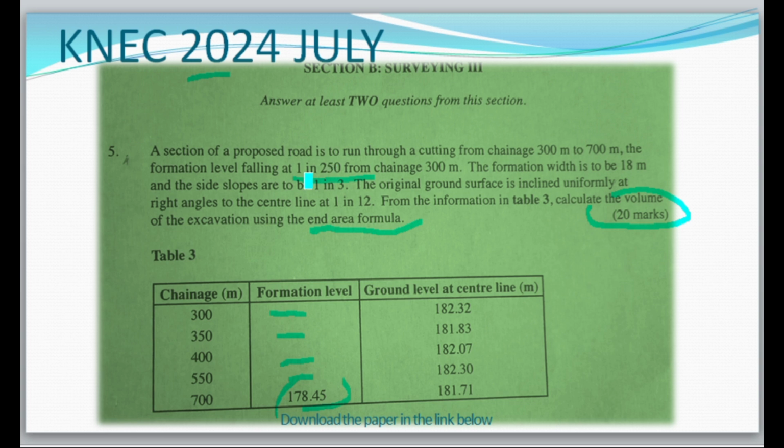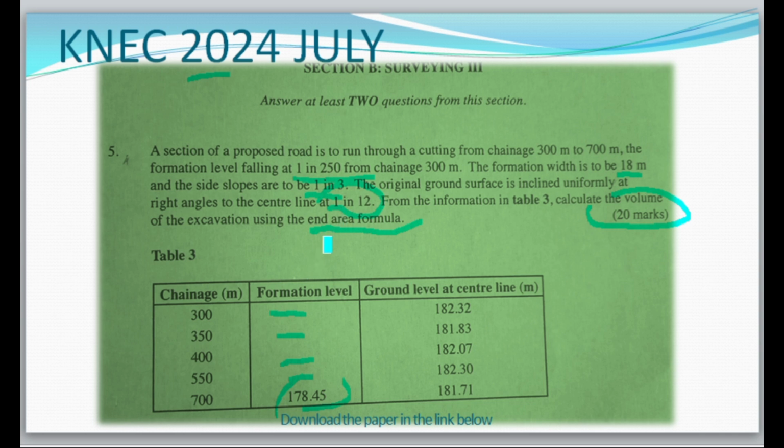Here we have the formational level. We have either a falling gradient or a rising gradient between all those changes. Then the formational width is 18 meters. The ratio of the side slope is 1 into 3. Then we have been given that the original ground is inclined uniformly at right angles, so this is the ratio of the crossfall.